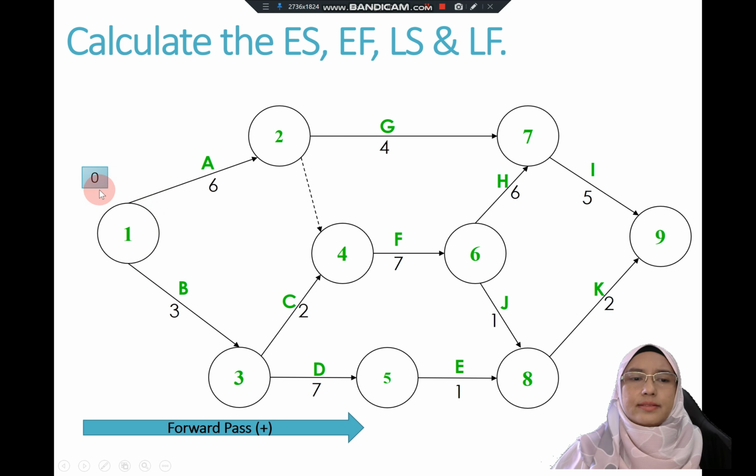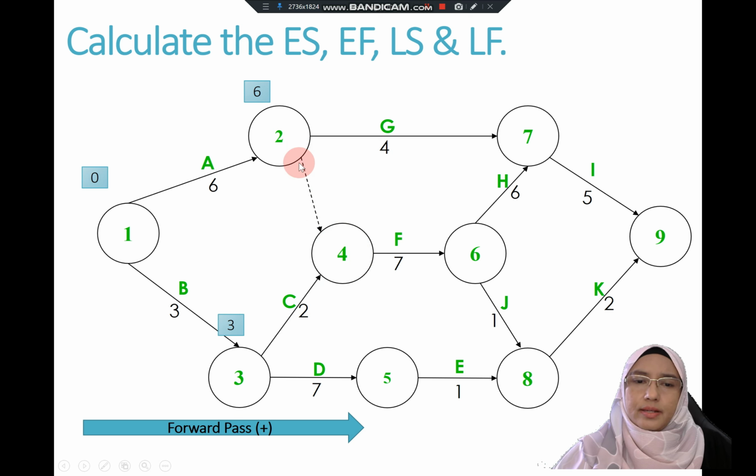Activity A, let's start with 0. 0 plus 6 is 6, and 0 plus 3 is 3. Then, in order to get node 4 here, you see that 2 arrows come into node 4. So you have to consider 2 values. One is from this direction and one is from the C activity.